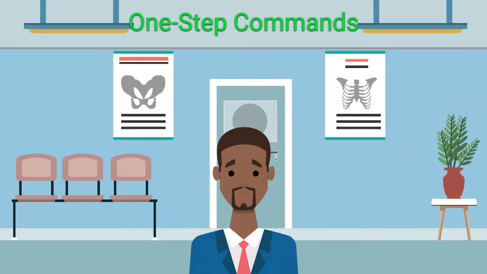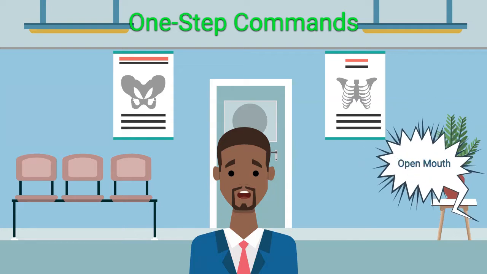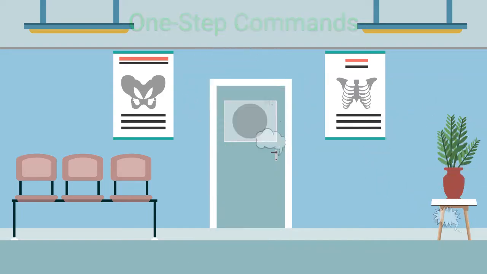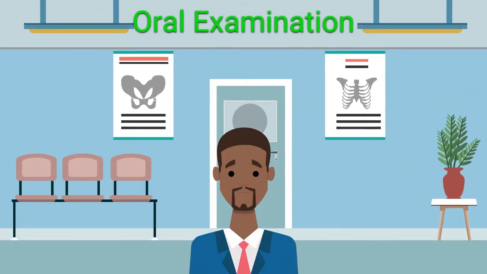The next step is to make sure that the patient can follow one-step commands as well as to sit in an upright position for at least 15 minutes. You can ask the patient to open their mouths, stick out their tongues, as well as to repeatedly say the phrase, ah, ah, ah.